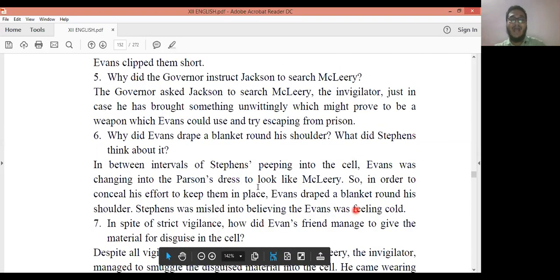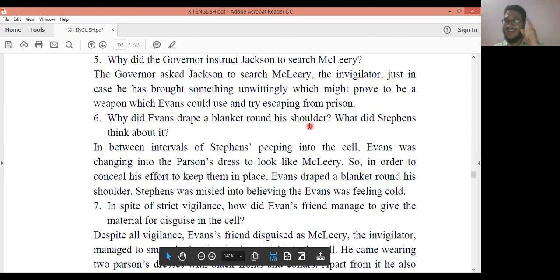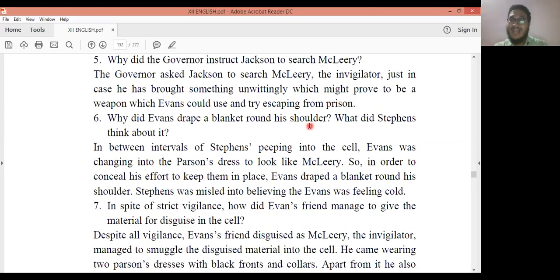Why did Ivan wrap a blanket around his shoulder, and what did Stephen think about it? Students, that was a main point in the line-wise explanation. In between the intervals of Stephen's peeping into the cell, Ivan was changing into the parson's dress to look like McLary. He was covering up with a blanket and changing his dress, and that would make him look like the parson.